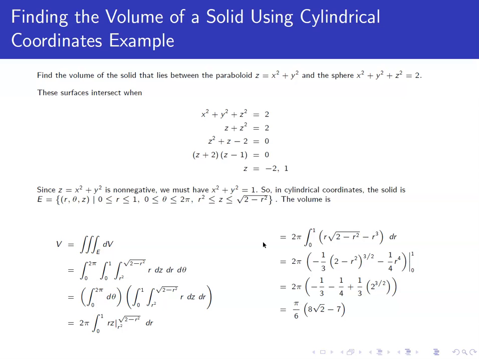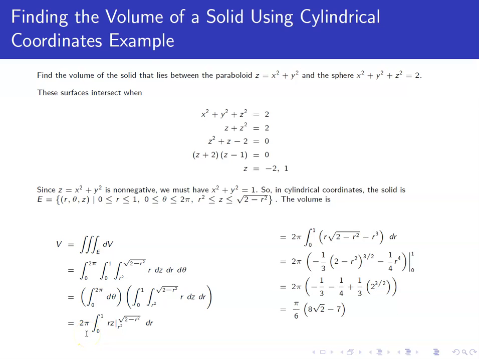So now we're ready to do the triple integral. To find the volume using a triple integral, we just need to integrate dV over the solid. So we replace the differential with r dz dr d theta when we convert to cylindrical. The z's are going from r squared to root 2 minus r squared. The r's go from 0 to 1, and the thetas go from 0 to 2 pi. Notice that there aren't any thetas in here, so I can pop the theta piece out. Take that integral, and I just get 2 pi.